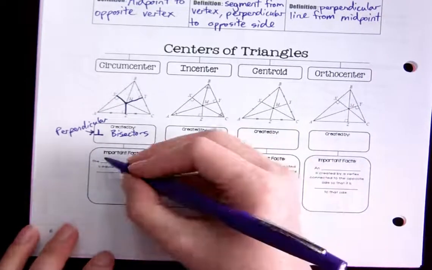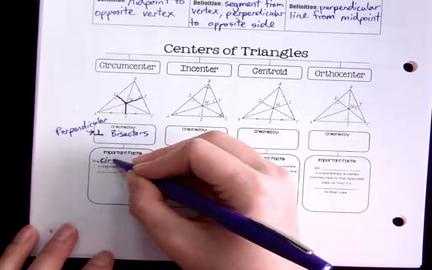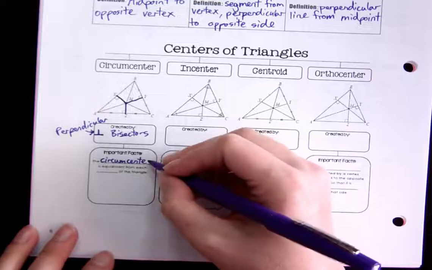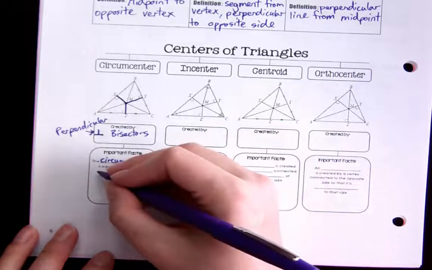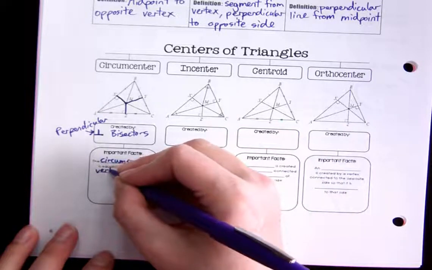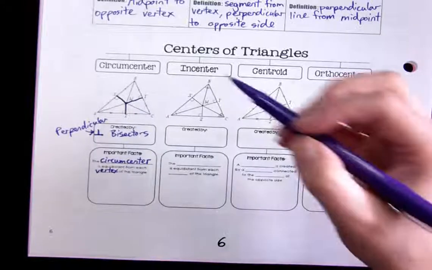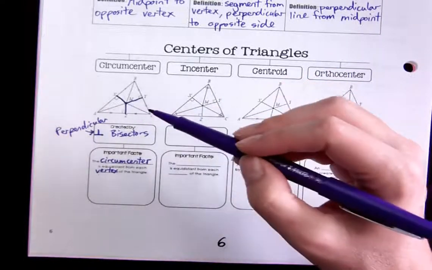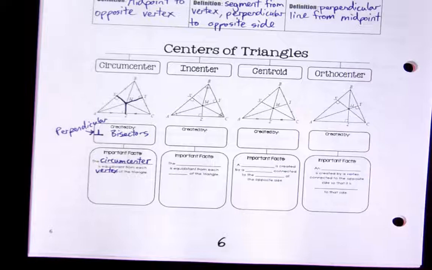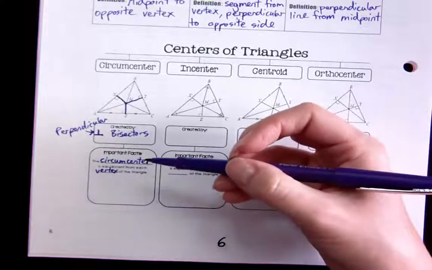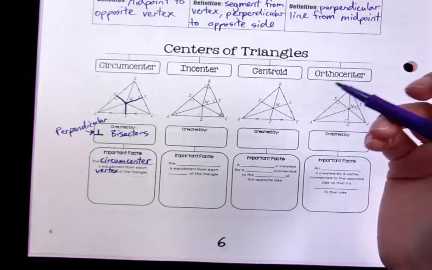And so our important fact is that the circumcenter is equidistant from each vertex of the triangle. Do you know what equidistance means? Yeah. And so this would be used if they're trying to decide, hey, where do we set up a cell phone tower so it's equally spaced from these other three towers we already have up, or these three main locations we're looking at. And so that would be where they would search for something like this.